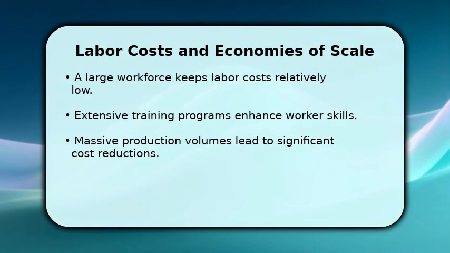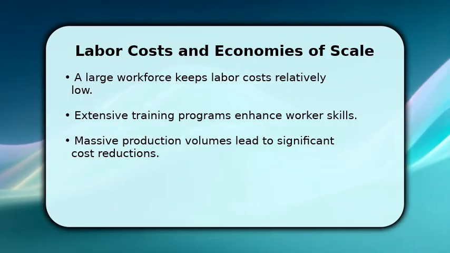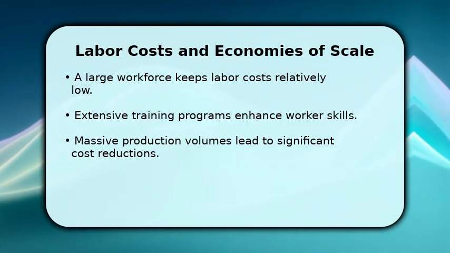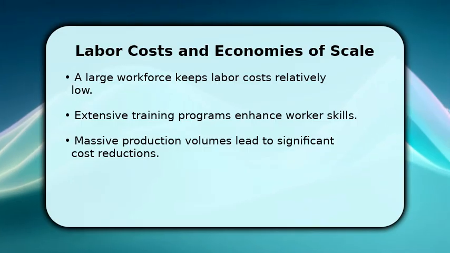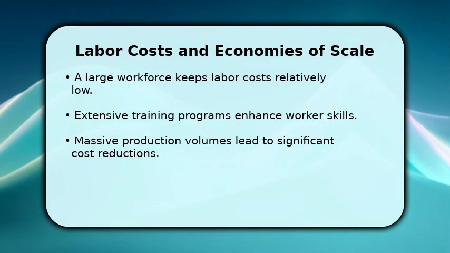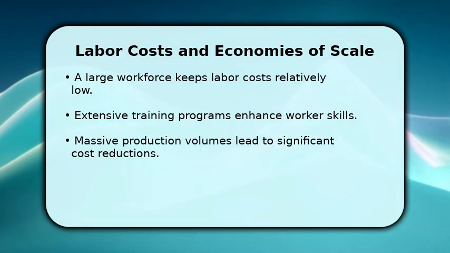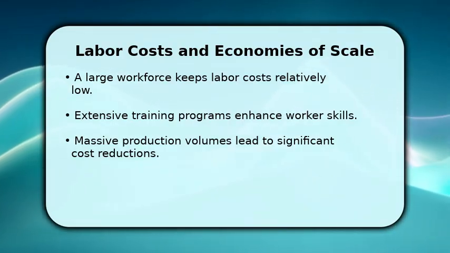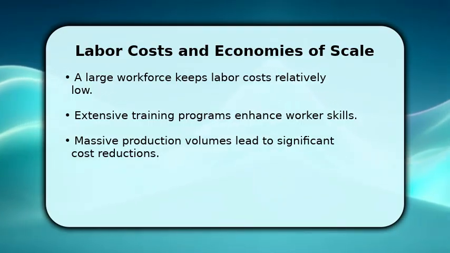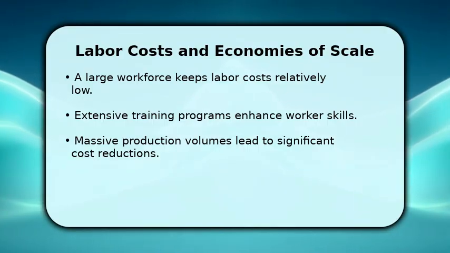One major factor is the availability of a vast labor pool, which helps maintain competitive wages. This large workforce, combined with extensive training, ensures a skilled and efficient production line. Furthermore, China's ability to produce goods on an enormous scale allows for significant economies of scale. This means that as production volume increases, the cost per unit decreases, making products more affordable for consumers worldwide.